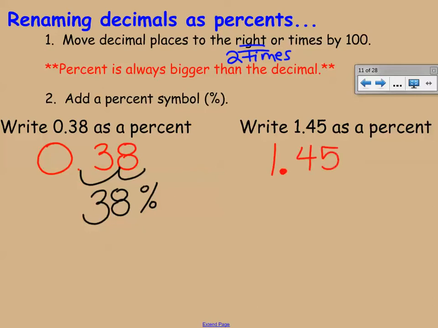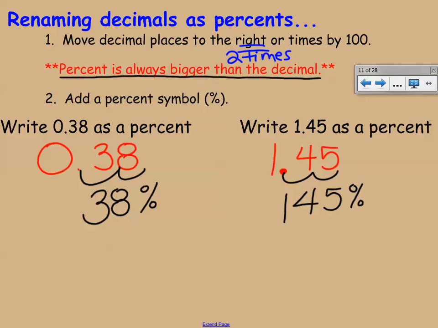And I need to again move the decimal to the right 2 times to make my percent look like the bigger number. So I'm going to move my decimal to the right to get 145%. Again, what you need to remember is to move the decimal point to make the percent bigger. So if you get confused if you're moving it to the left or to the right, move it the direction so the percent looks like the bigger one.